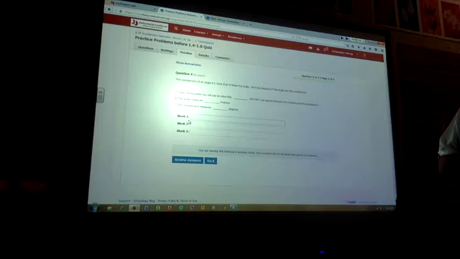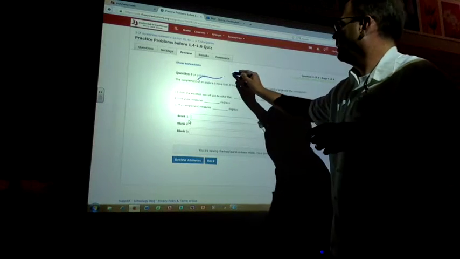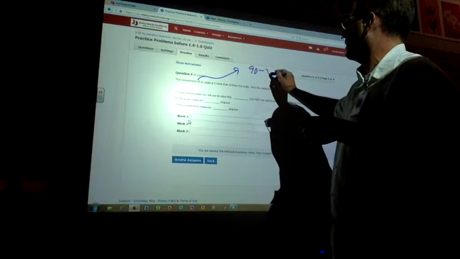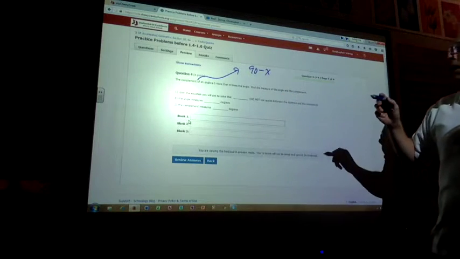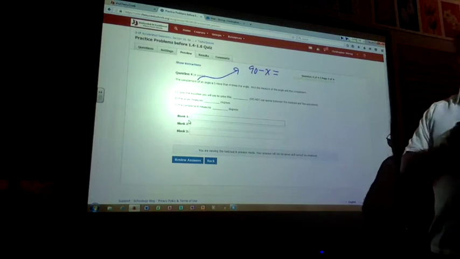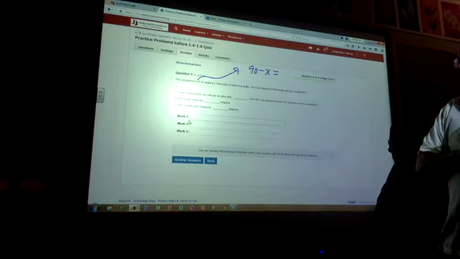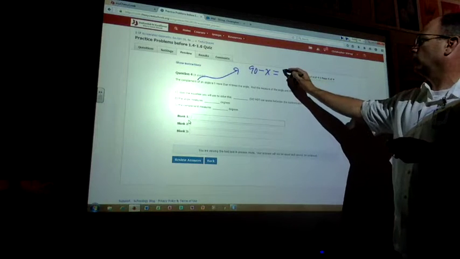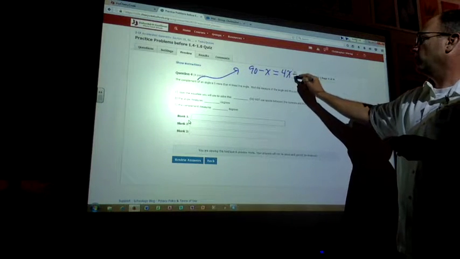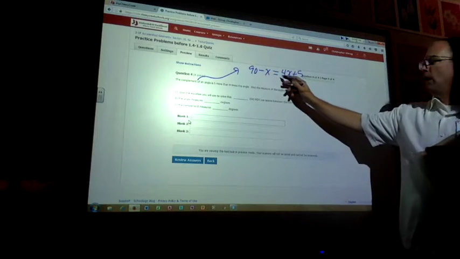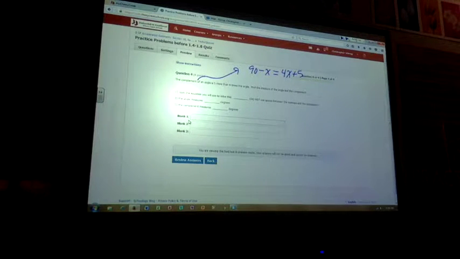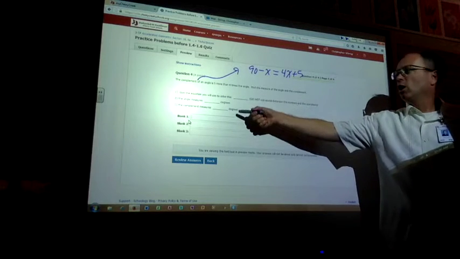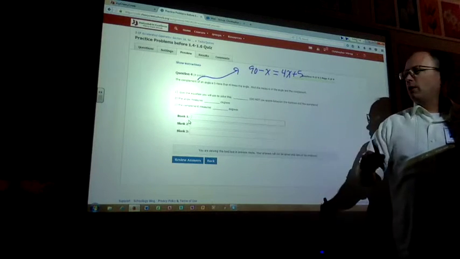Yeah, so 90 minus x, okay, of an angle is, still with me? 5 more than 4 times the angle. So 4 times the angle is this, 5 more than that. Okay, if you type that in, no spaces at all, 90 minus x equals 4x plus 5, all crunched together. Make sure your questions are the same one that I'm doing. They might be out of order.